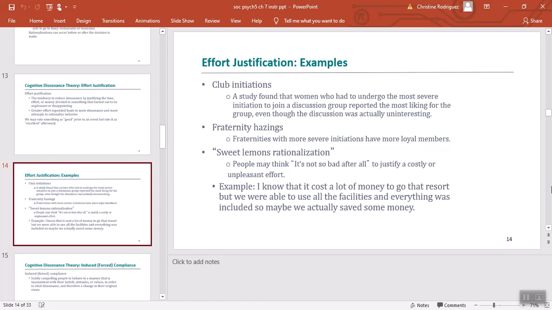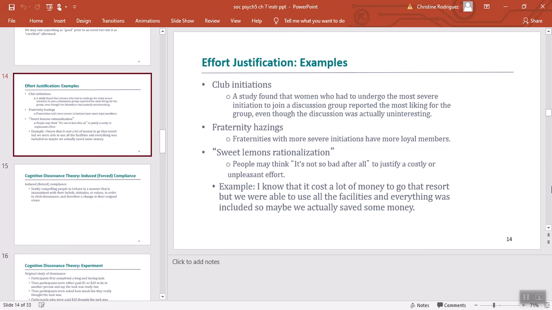Even think about the sweet lemons rationalization listed there. If we spend a lot of money on a vacation and the resort's just so-so, or laying on the beach for a week isn't all that we thought it would be, we may come back from the vacation and people may ask us, oh, how was that week on the beach in Dominican Republic or wherever it was? Because we spent money on it, we talked about it so positively before, we may feel as though, well, I've got to put the positive spin on this because I don't really want people to know that it wasn't all as great as I thought it was going to be.